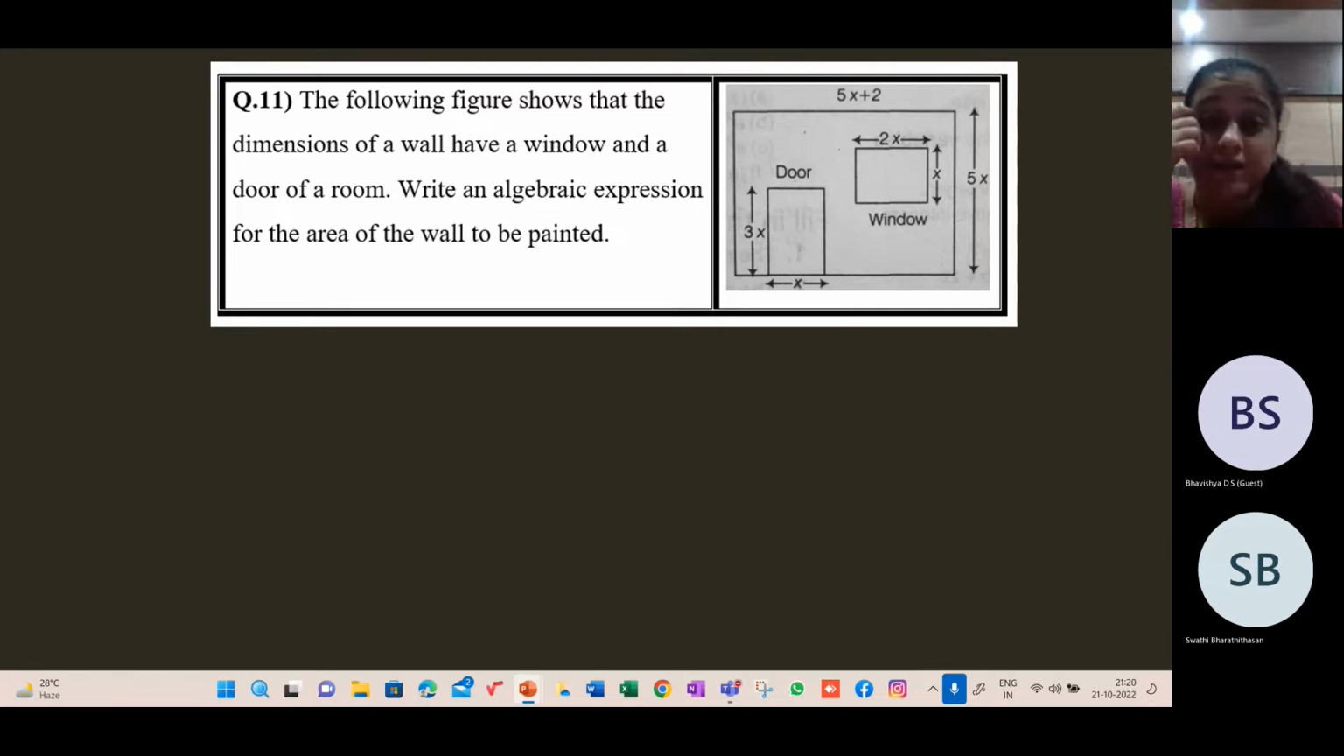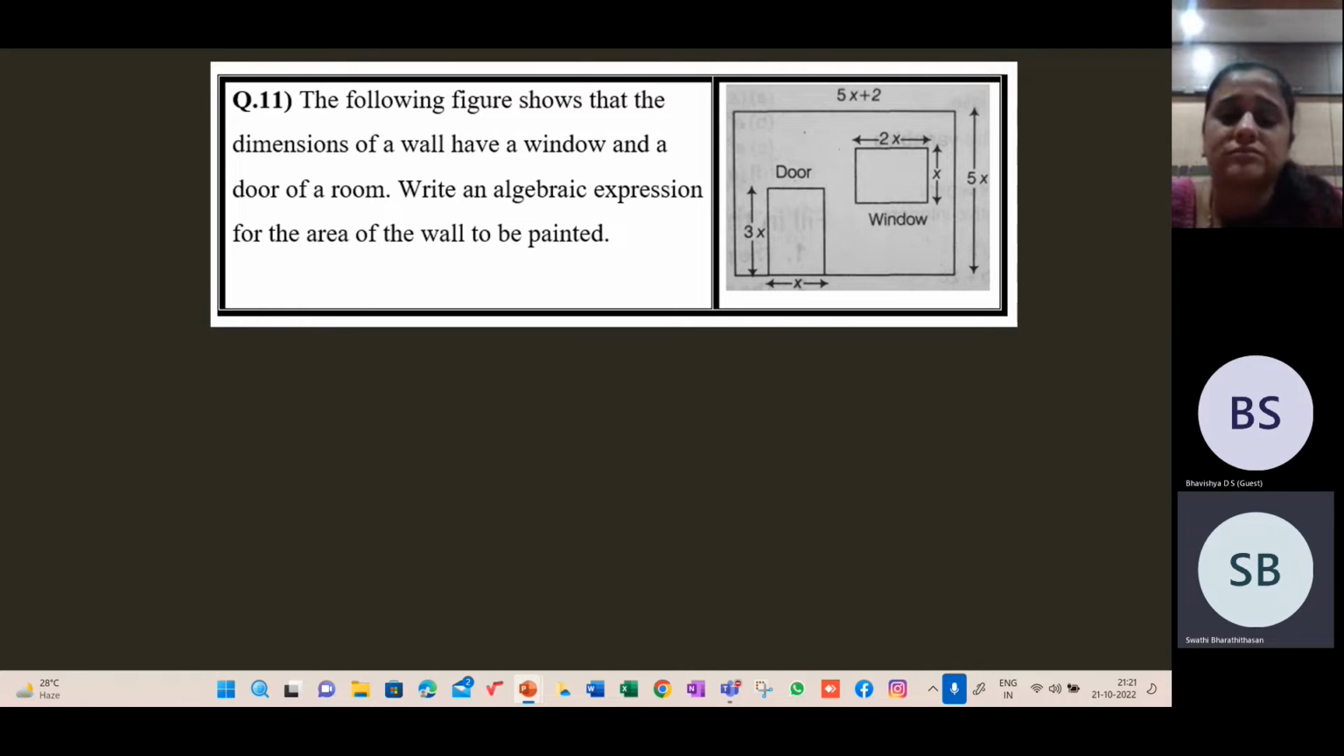Can you just explain your idea, Swati? Yes, ma'am. Ma'am, I just thought that the area of the wall would be, when we minus the area of the door and the window, we will be able to get the area of the wall, ma'am. Area of the wall to be painted, correct? Yes, ma'am. Okay. Correct, but you have not executed that idea correctly.